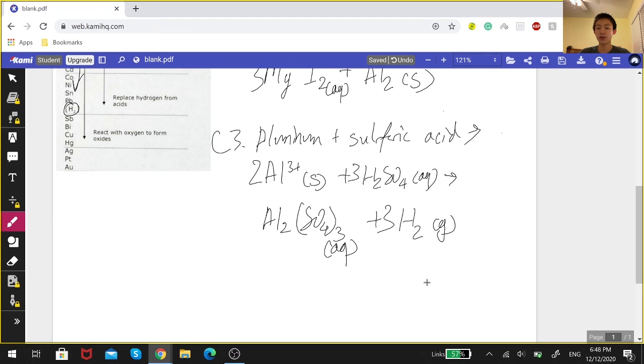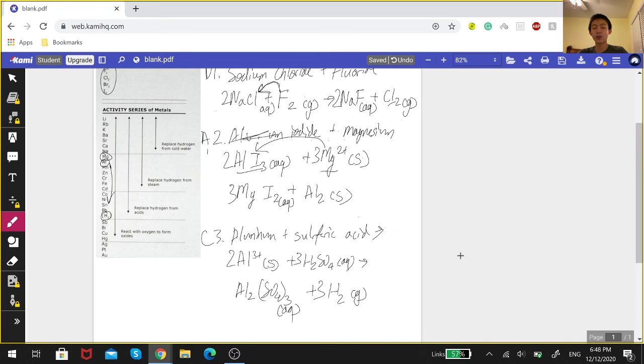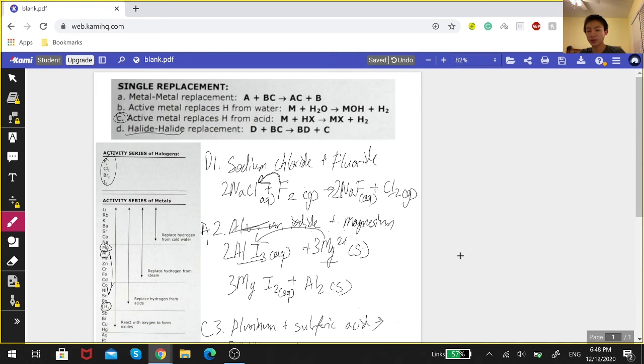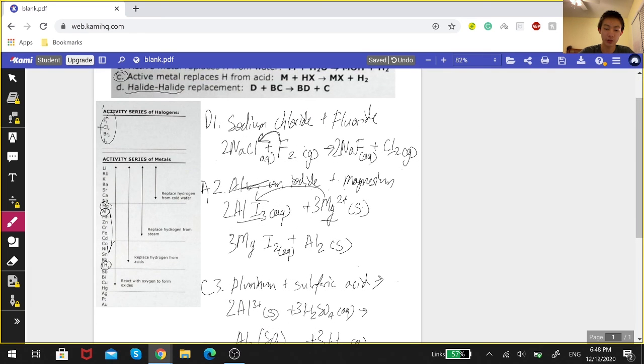And now these are our examples for single replacement. Basically, the lone element is going to try to replace part of the compound to form a new compound and a new element. And we're going to know if that can happen or not by looking at our chart over here.